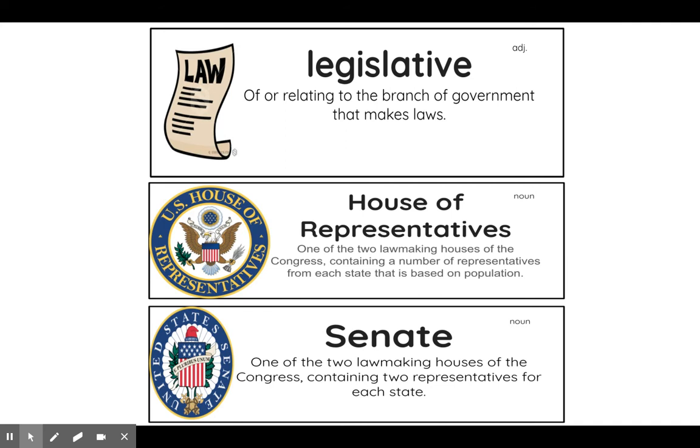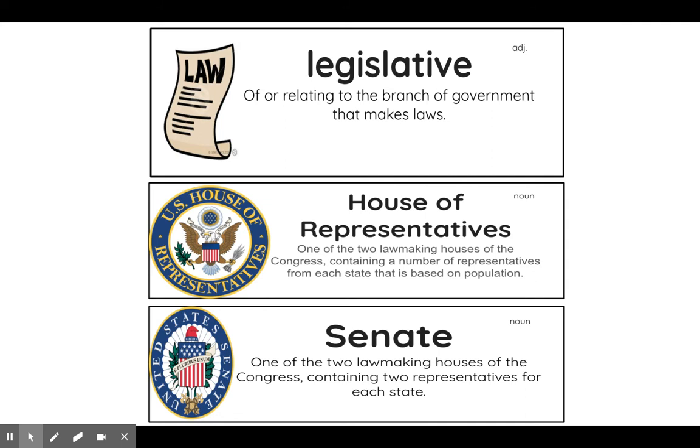I'm sorry, let me take that back. We have the House of Representatives, and the number of representatives from each state is based on population. So obviously, California and Texas would have more representatives than Massachusetts because they have a bigger population. So this gives a voice to the bigger states.